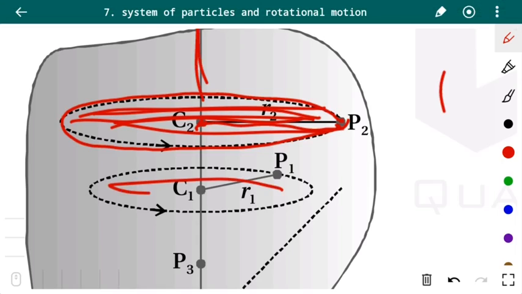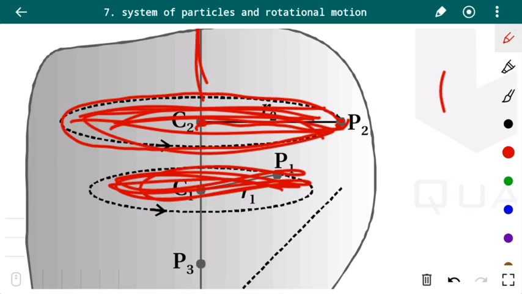But both these circles, the circle formed by particle P1 and the circle formed by particle P2, are in different planes, but both are perpendicular to the rotational axis.